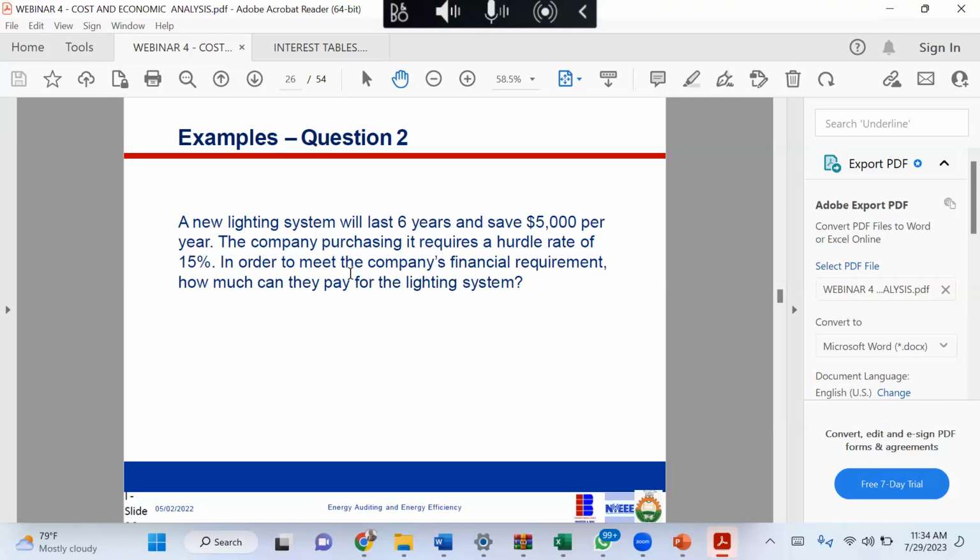And you need 15% to borrow the money. Now the question is, what are they trying to find out? Can anybody tell me? What are we giving? And what are we looking for?